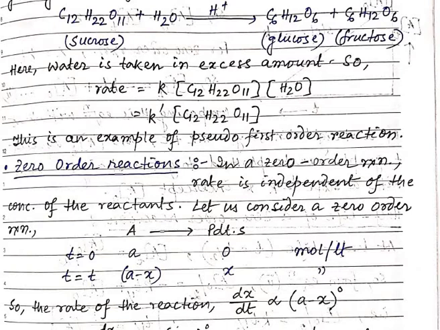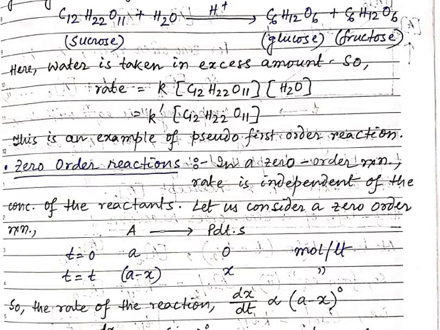Here water is taken in excess amount, so the rate is equal to the rate constant into the concentration of sucrose into the concentration of water. Because, as we all know, when we write the rate equation, the rate of the reaction is proportional to the concentration of the reactant. That means the rate of the chemical reaction is equal to the rate constant into the concentration of the reactant.